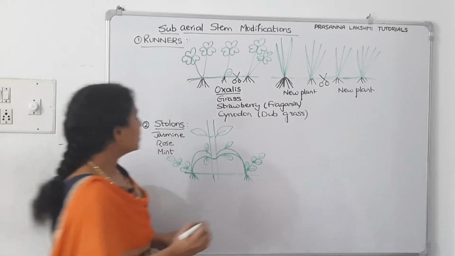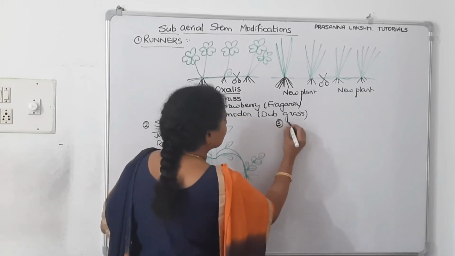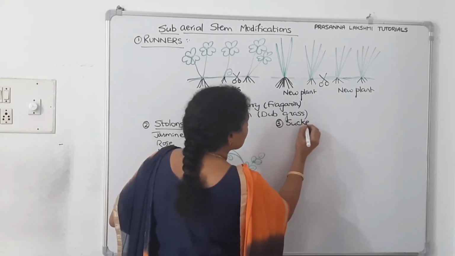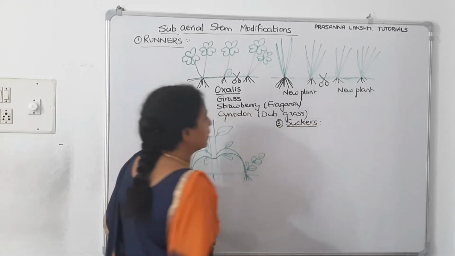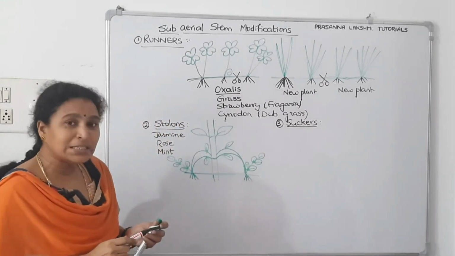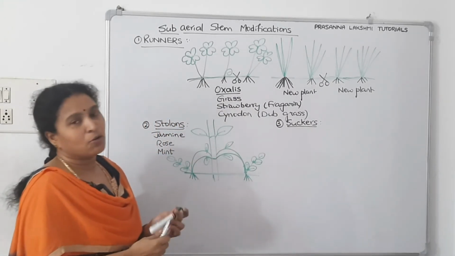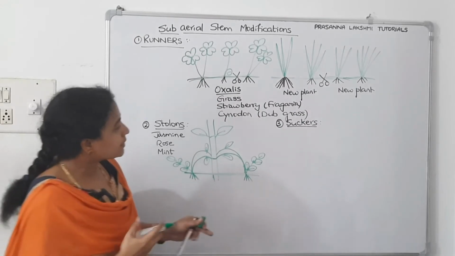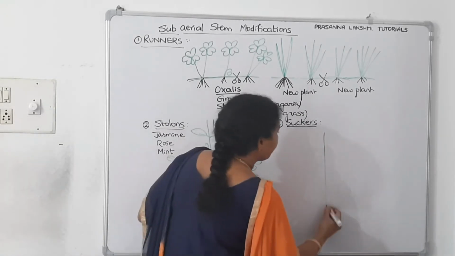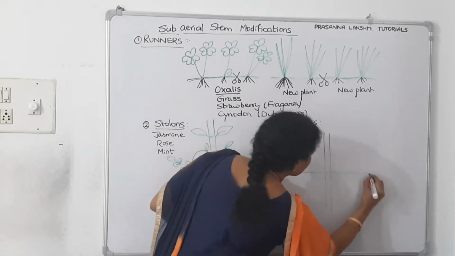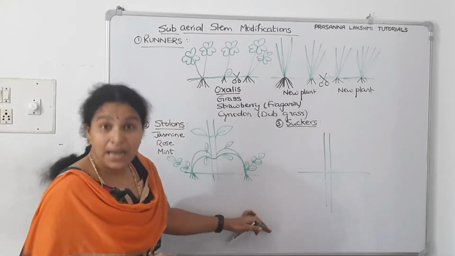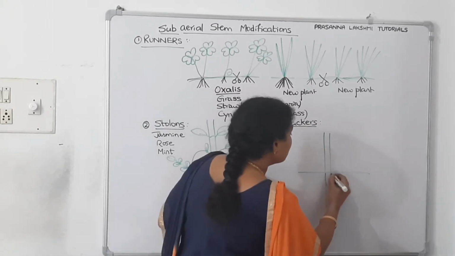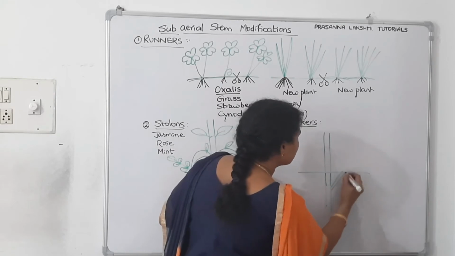Now let us see here itself what are suckers, the third type of subaerial stem modification. Now in suckers, in stolon you said it's an aerial stem which is bending down because of its flexibility. In sucker we say it is an underground stem. It is an underground stem. The underground stem grows and comes out obliquely.